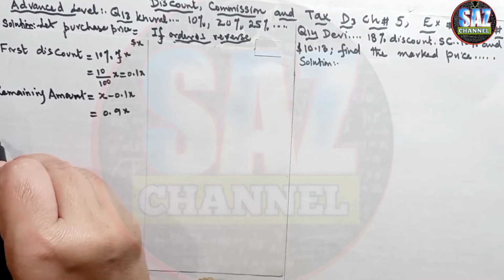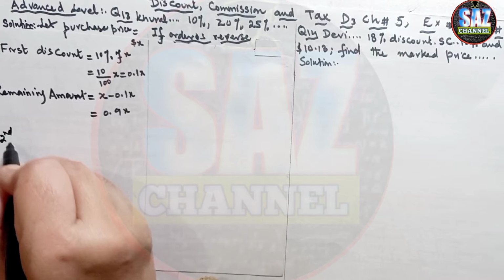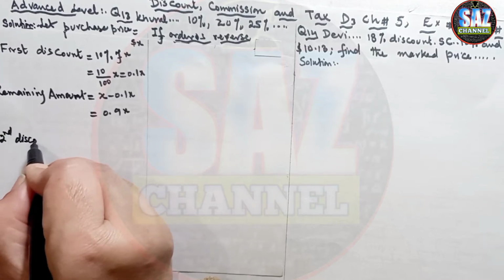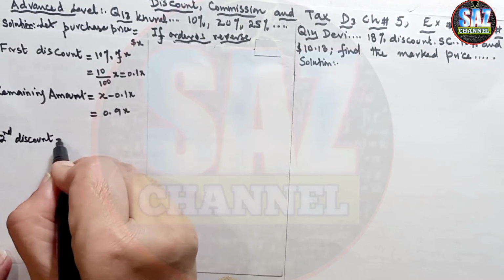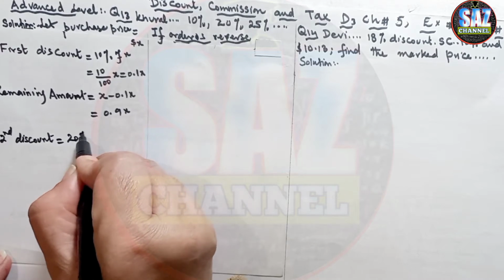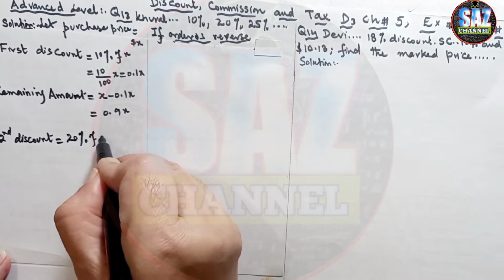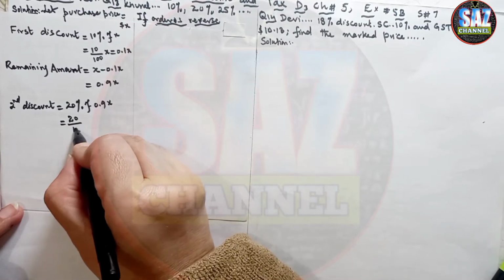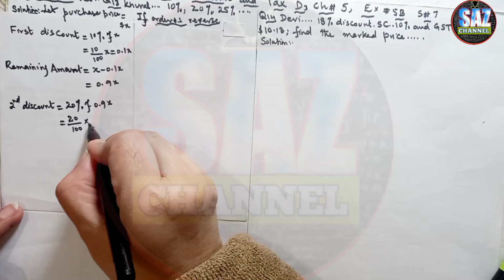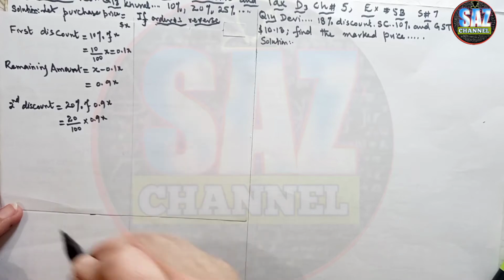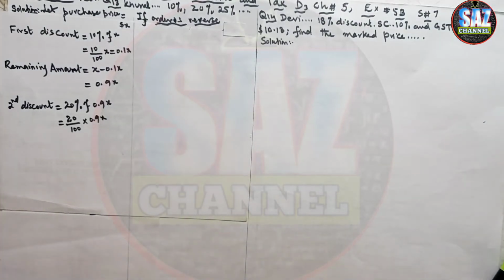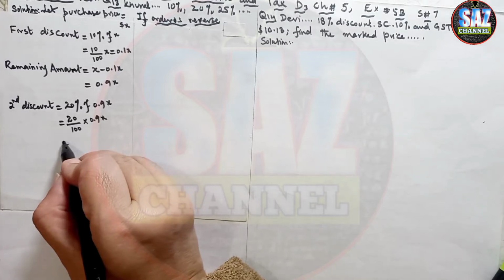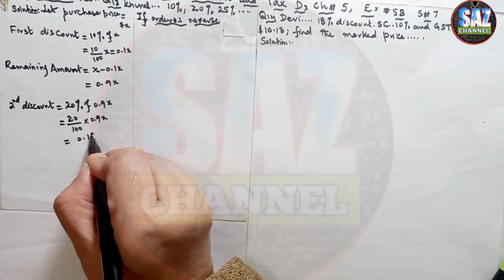Now he is availing a 20% discount. The second discount equals 20% of 0.9x, and 20% of 0.9x will give me 20 over 100 multiplied by 0.9x, and this will give me 20 multiplied by 0.9 divided by 100. This is the second discount that he is getting, 0.18x.